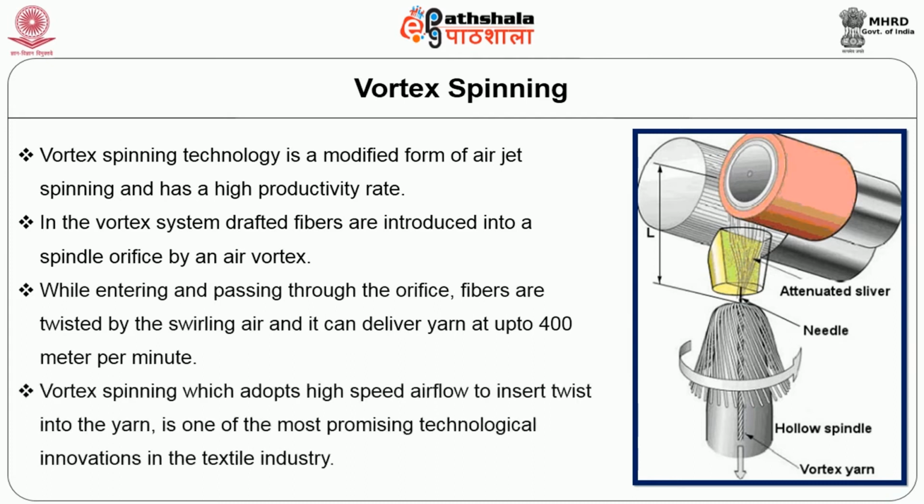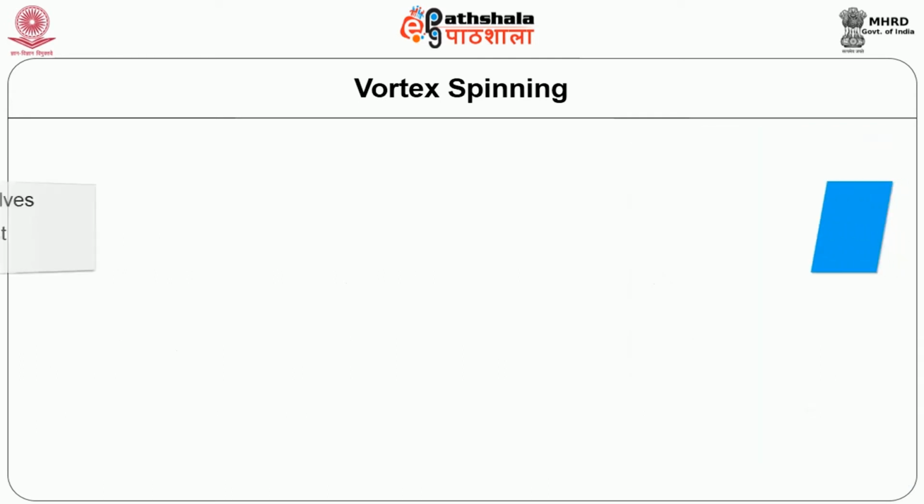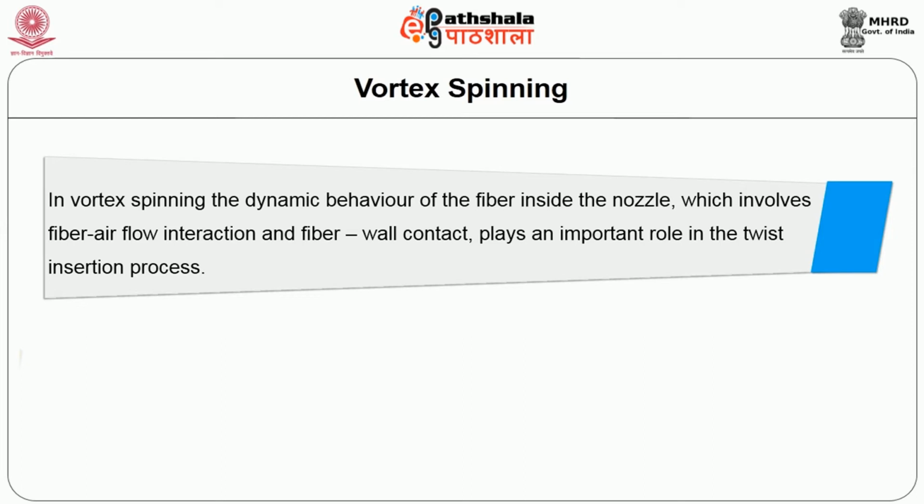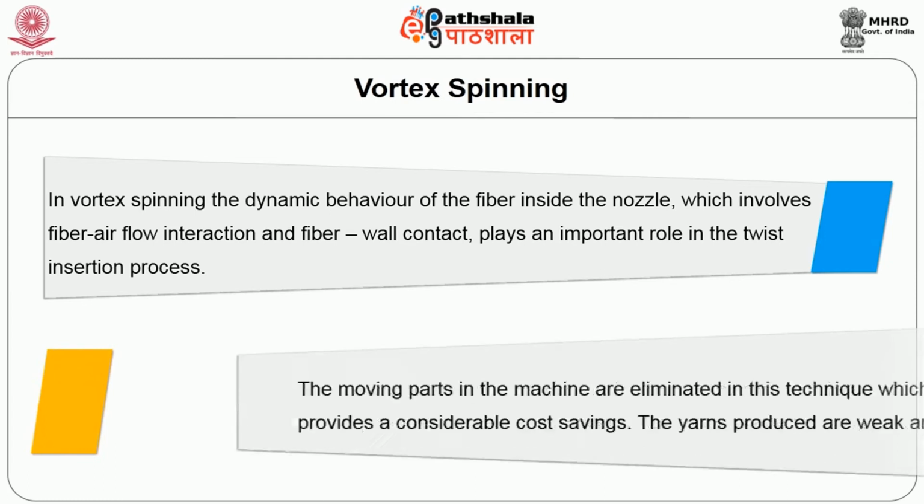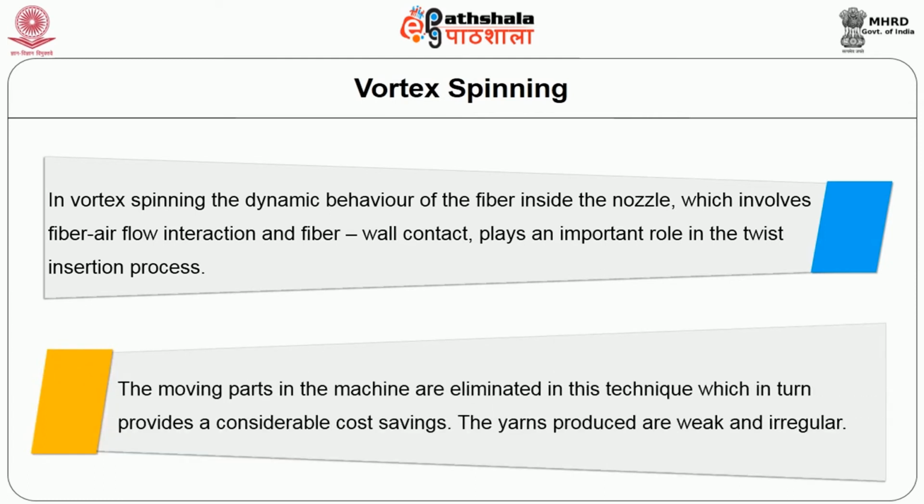Vortex spinning, which adopts high-speed airflow to insert twist into the yarn, is one of the most promising technological innovations in the textile industry. In vortex spinning, the dynamic behavior of the fiber inside the nozzle, which involves fiber-airflow interaction and fiber-wall contact, plays an important role in the twist insertion process. The moving parts in the machine are eliminated in this technique, which in turn provides a considerable cost saving. The yarn produced is weak and irregular.